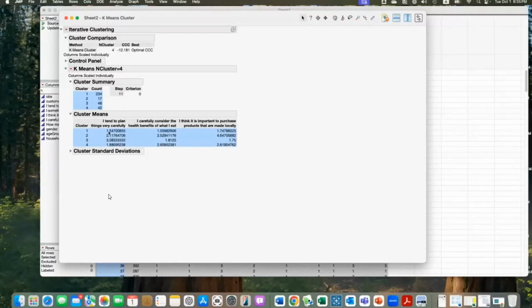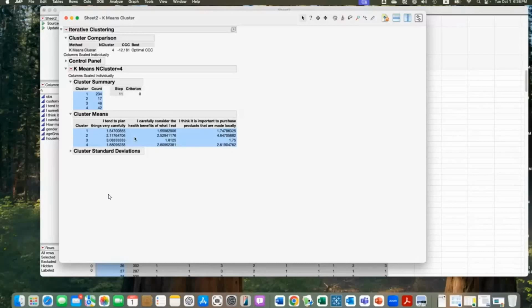So in that case, I can consider, if the restaurant is a fast food chain store, they may like this group of customers because they don't plan things carefully and don't consider the health benefits of what they eat. They don't think about food made locally, so they don't have a lot of requirements regarding food. So that can be a potential target customer.